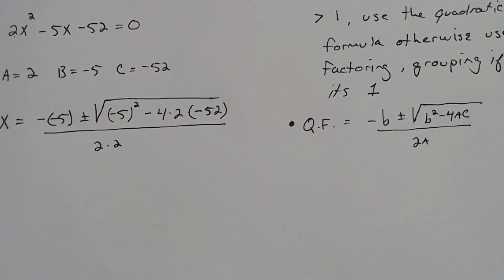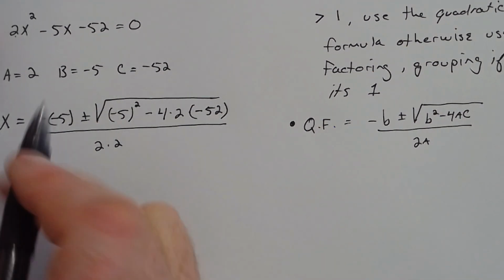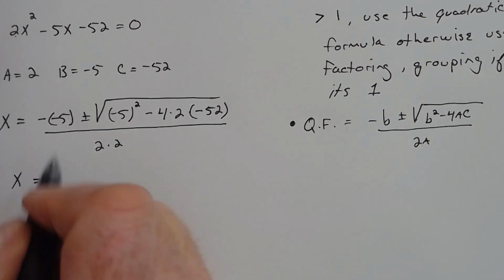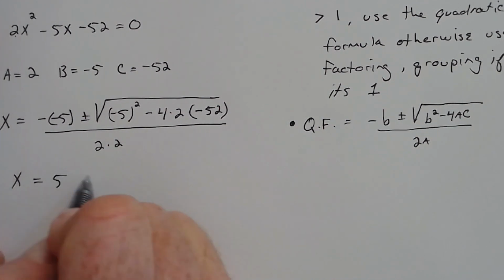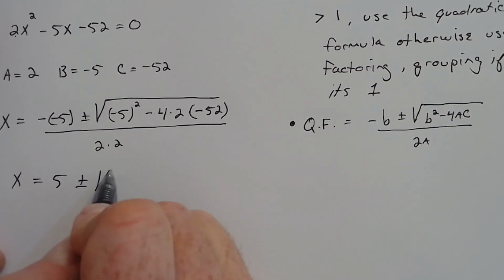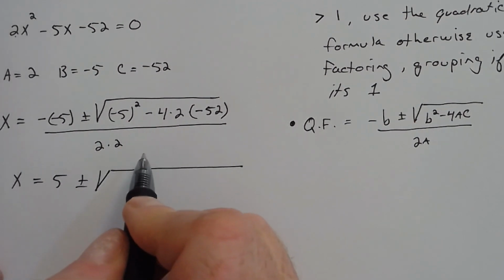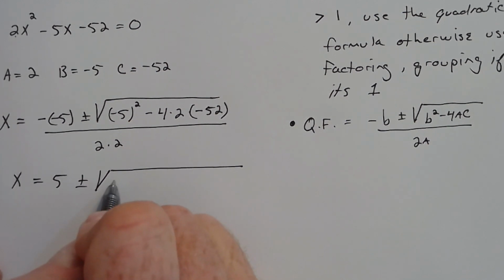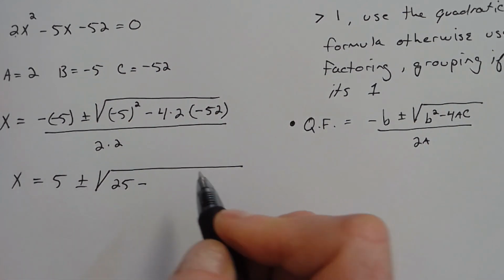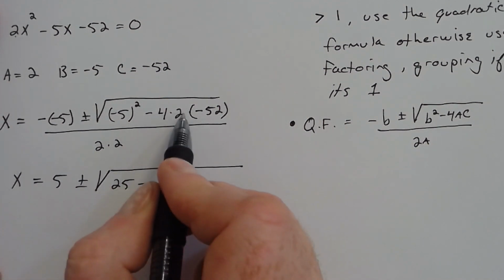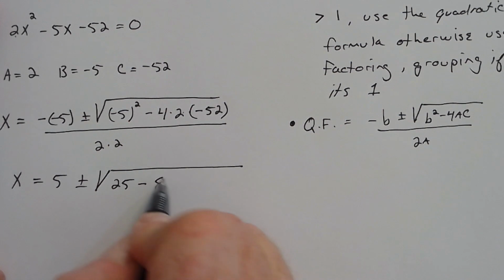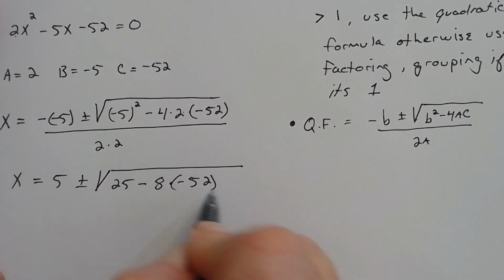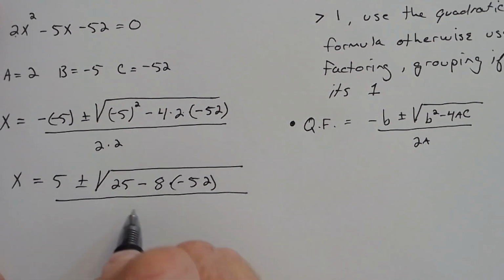And so now we can number crunch this. And let's see if we get a negative underneath the radical. Let's just get that far. So x is equal to 5 plus or minus the square root of negative 5 squared, so 25, minus 4 times 2, which is 8, minus 52. So 8 times negative 52 over 4.